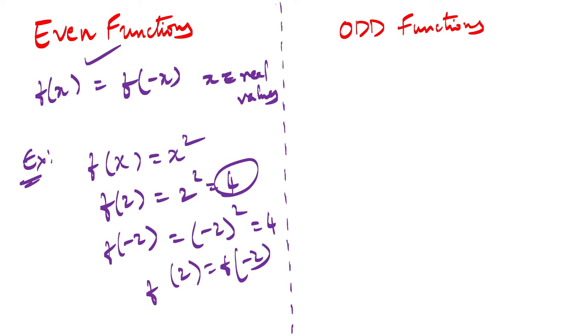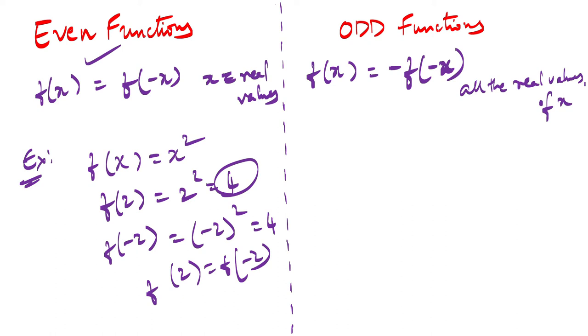What about an odd function? The condition for the odd function is f of x is equal to minus of f of minus x. This is also for all the real values of x. Let us take an example here. For instance, if we say f of x is equal to x cube, this is an odd function. Now we shall first calculate f of minus x.